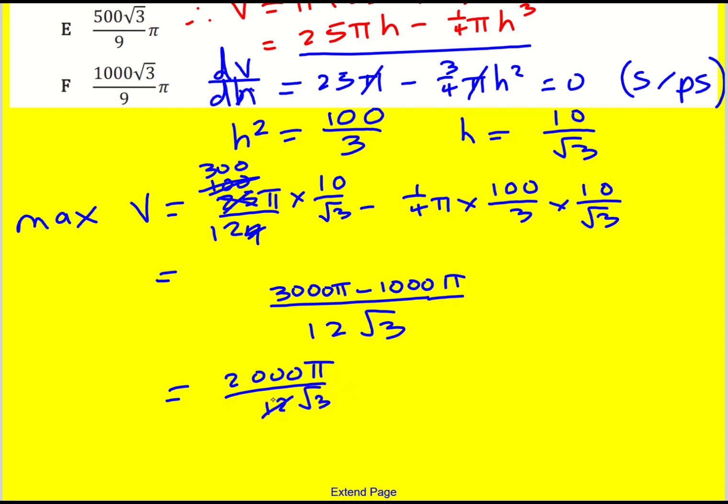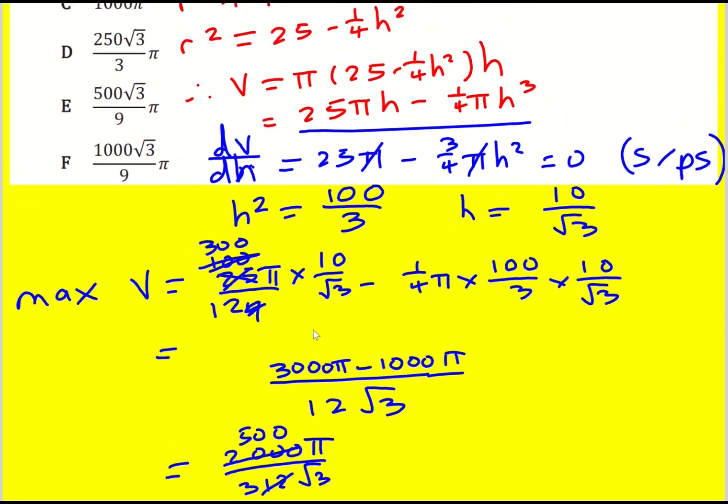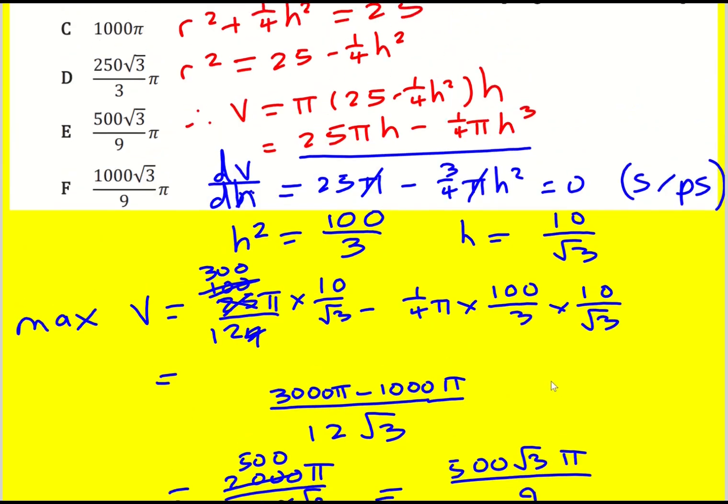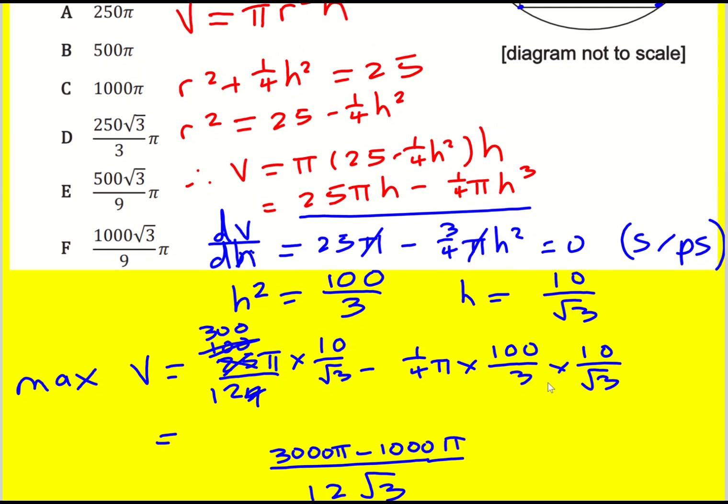I could divide through by 4 now. Oh, maybe I should have done that earlier. So 500 pi over 3 root 3. And the final answer is they've rationalized the denominator, so let's do that. 500 root 3 pi divided by 9. And that will give us an answer of E.